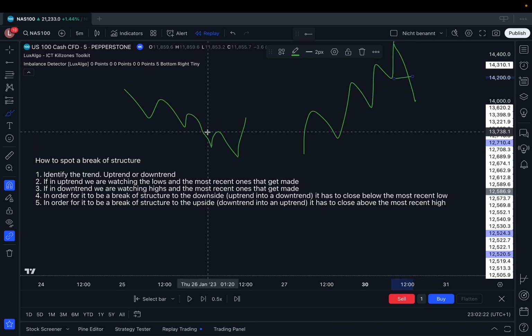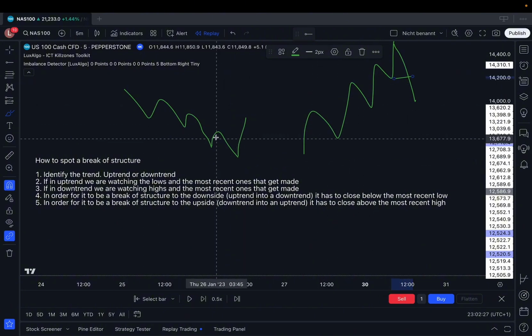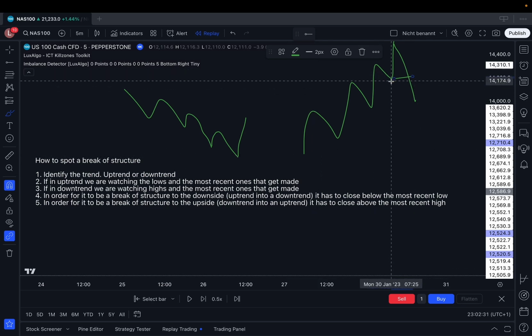So in a downtrend, we are watching the most recent highs, and in an uptrend, we are watching the most recent lows.